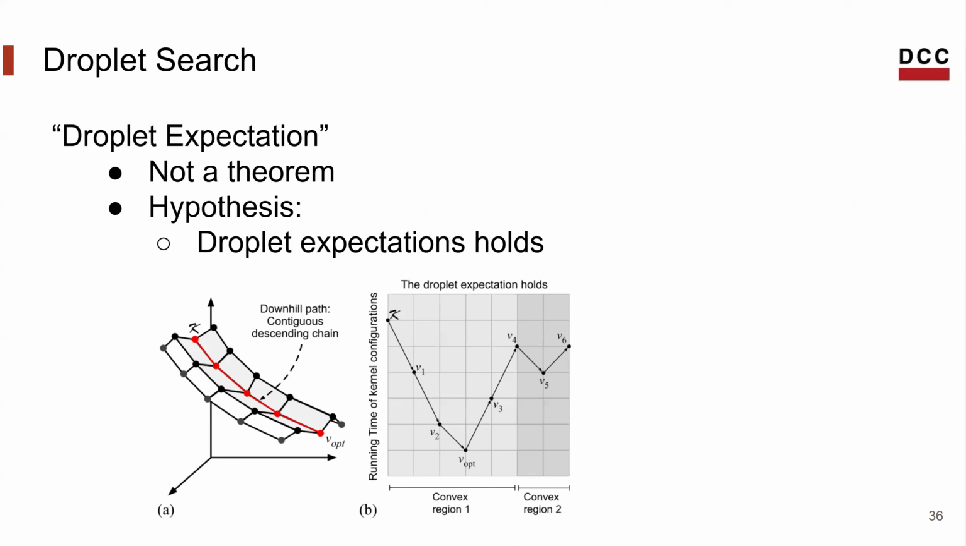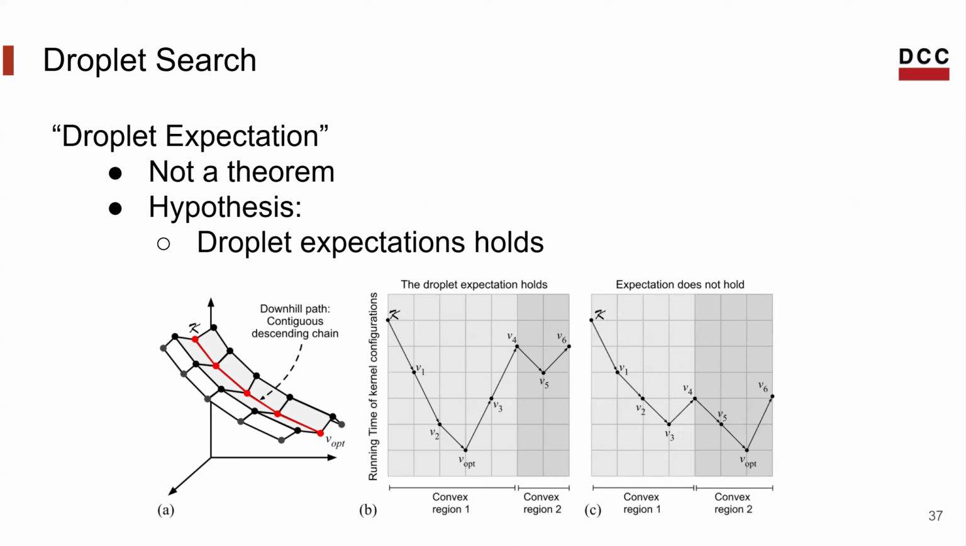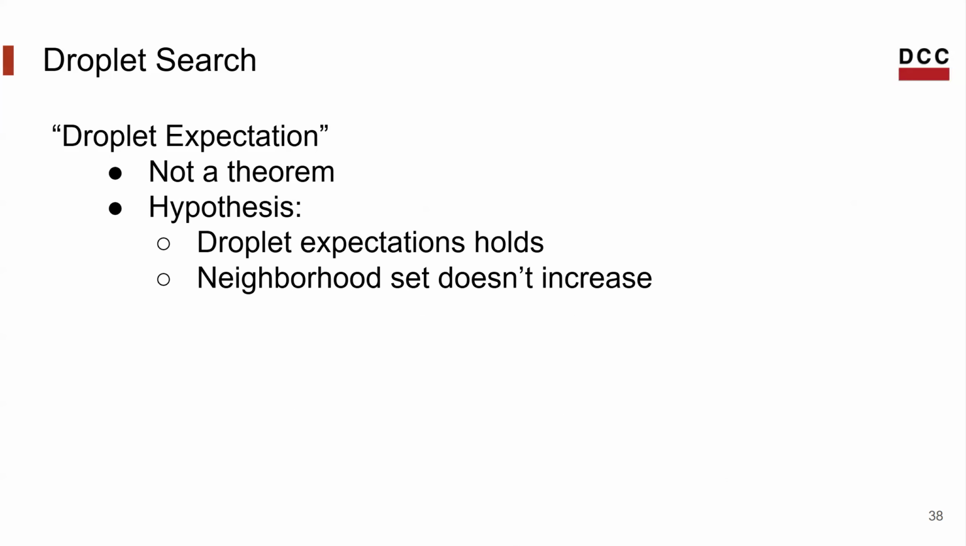So here we have an example where Doppler's expectation holds. The algorithm can find the best solution. In this figure, we have an example where Doppler's expectation doesn't hold, because V3 in the convex region 1 is a local minimum. Another important point about the hypothesis is that the neighborhood set doesn't increase so much. So we would like to design neighborhood functions that produce small immediate neighborhood sets.